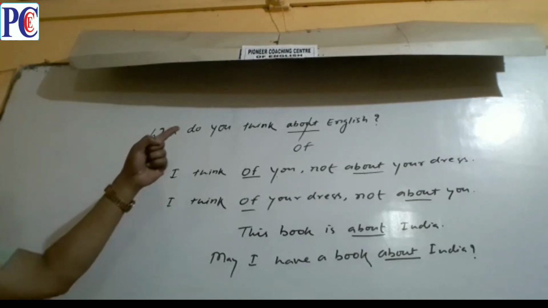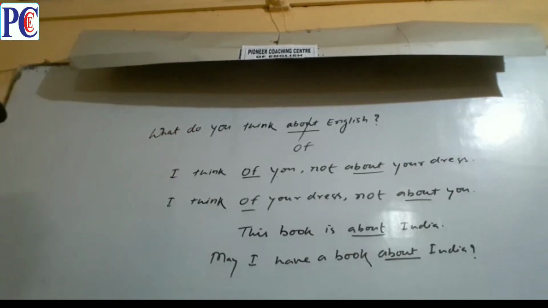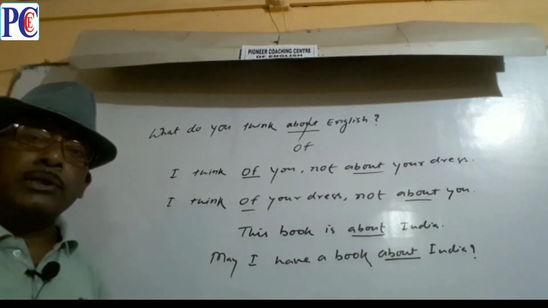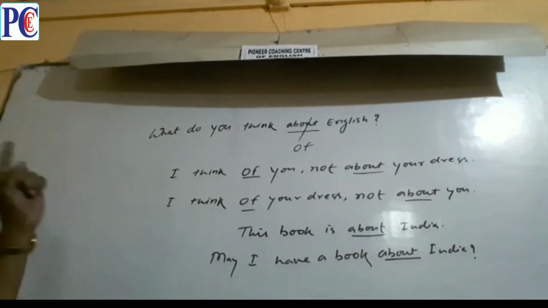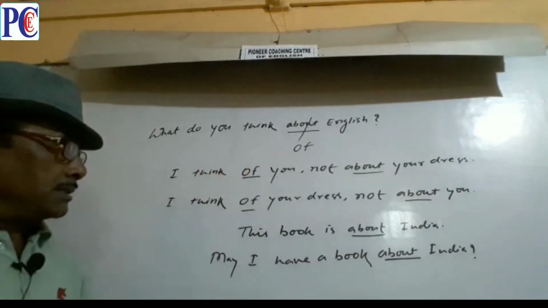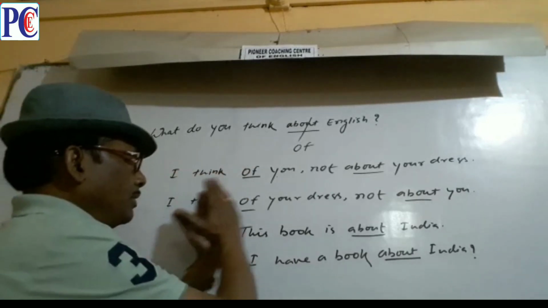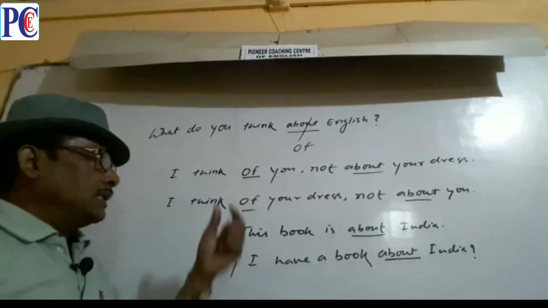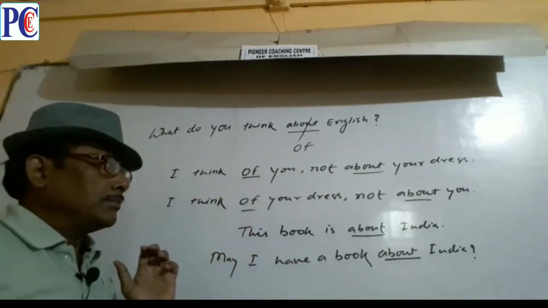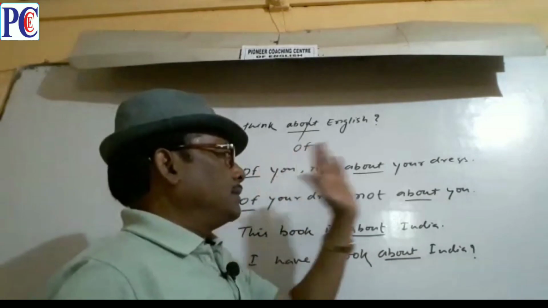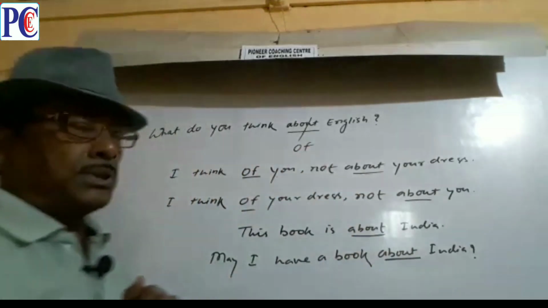Hence the sentence what do you think about English is not correct. The correct one will be what do you think of English. Now keep the subject away from the main verb. The nearer one will take of and the distant one will take about.